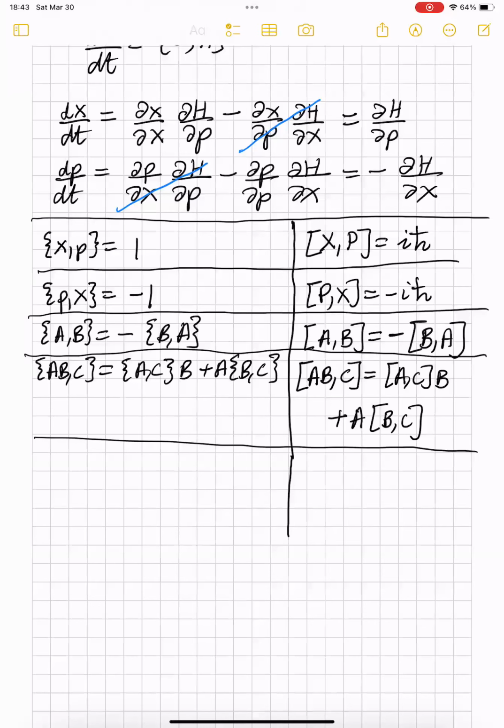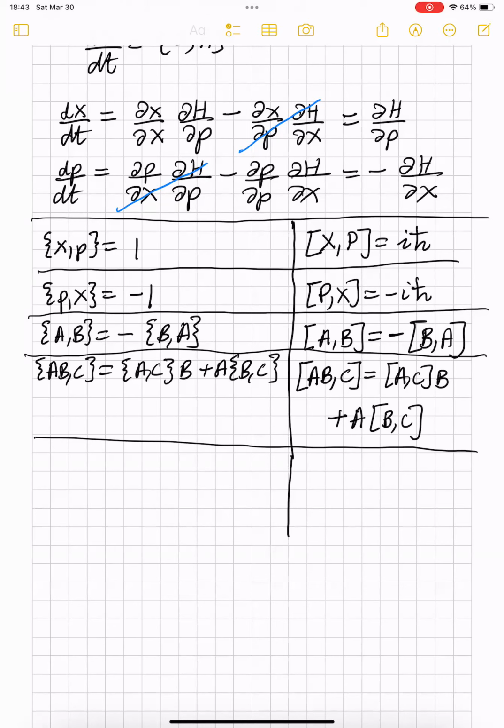Okay, so now I want you to compare the two sides. What I want you to notice, for example, is that the Poisson bracket of A with B is minus the Poisson bracket of B with A. The commutator of A with B is minus the commutator of B with A.